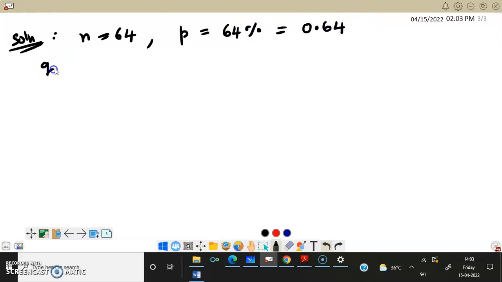And Q, means what percentage of the people were motivated, which are, how many of them are not motivated? That is 1 minus P. They are not motivated, right? 1 minus 0.64, 64% are motivated and this many percentage are not motivated. That is 36% of people are not motivated, right?